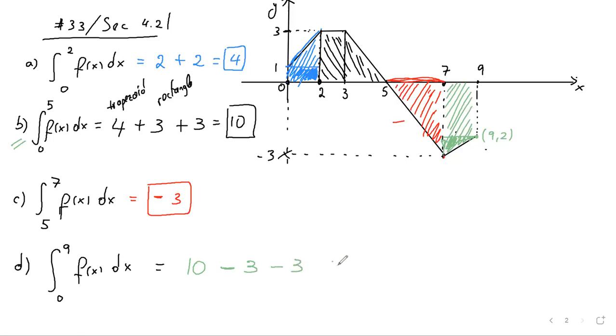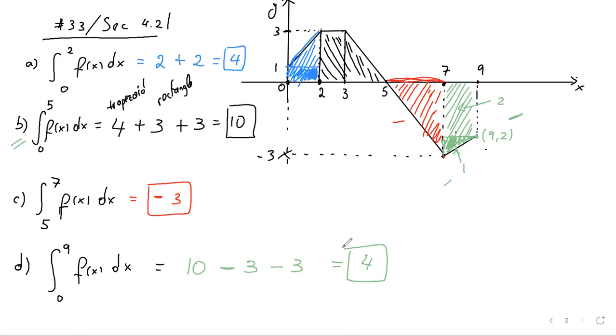another 3. So altogether, this is going to be 10 minus 3 minus 3. Again, remember, this is 1 here, and this one here is 2, but they're with negative signs, both of them. So minus 1 and minus 2. So that's going to be 10 minus 3 minus 3, and that's going to end up being 4. So you see, the integral from 0 to 9 turns out to be 4.